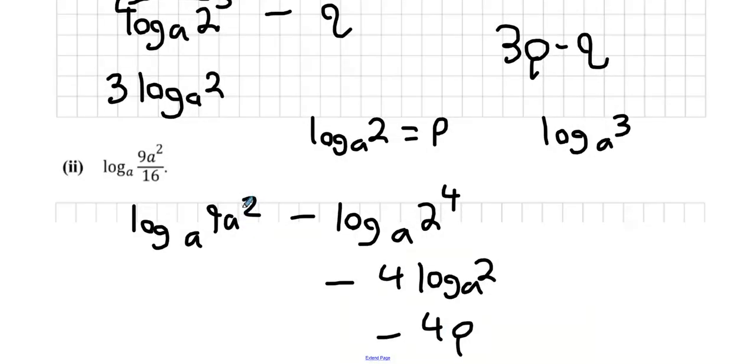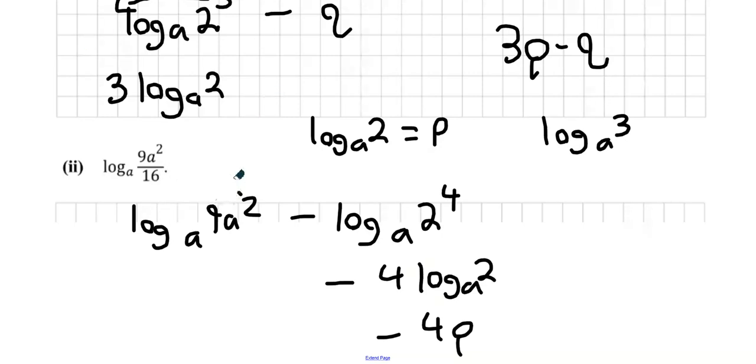Now, the next one. Question. Am I allowed to bring the 2 to the front? Yay or nay? Why? It's only affecting the A, it's not affecting the 9. If it was wrapped in brackets like this, could I bring the 2 to the front? Then I could. But I'm not allowed to bring the 2 to the front, so I'm not going to do that move. That move makes no sense. It can't be done right now.